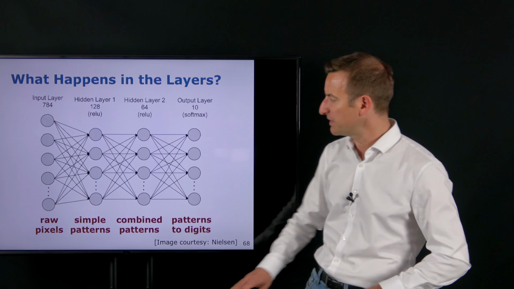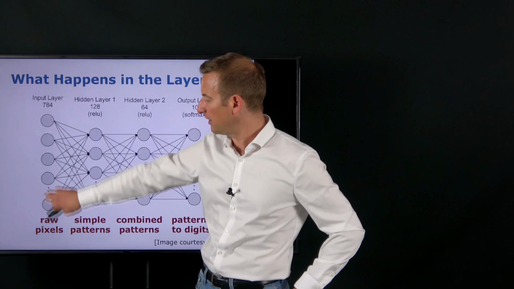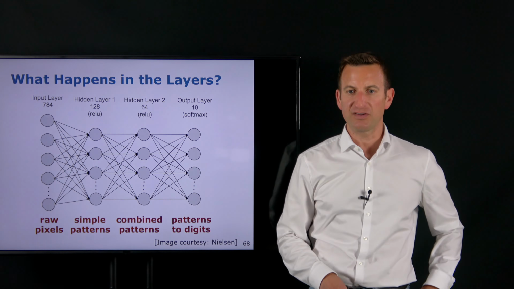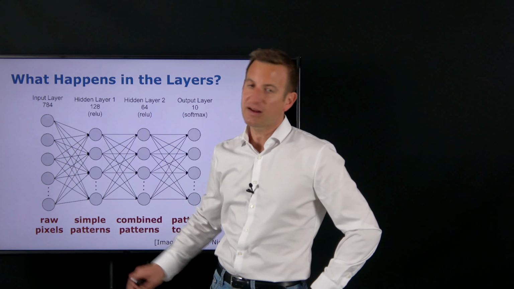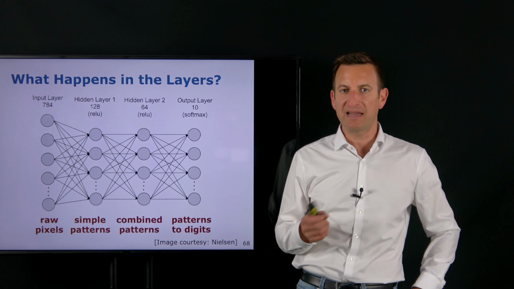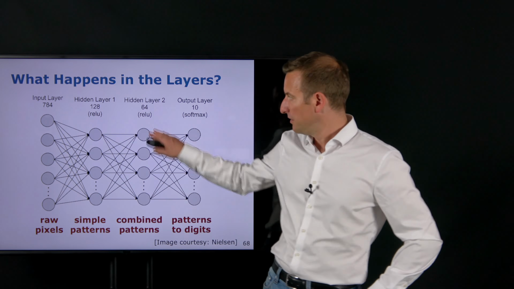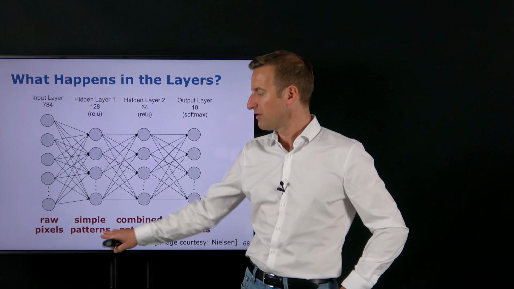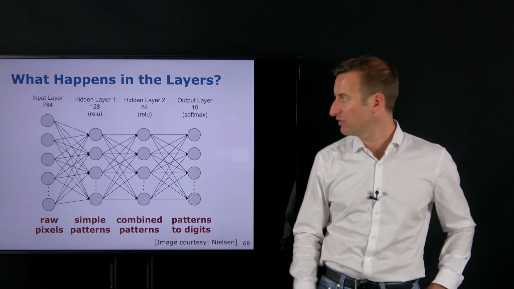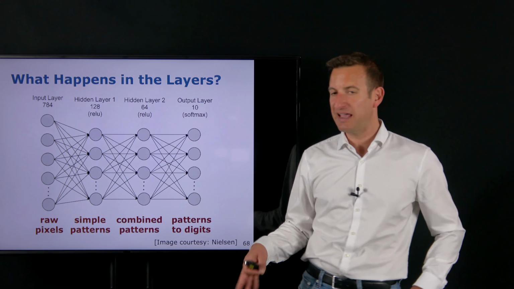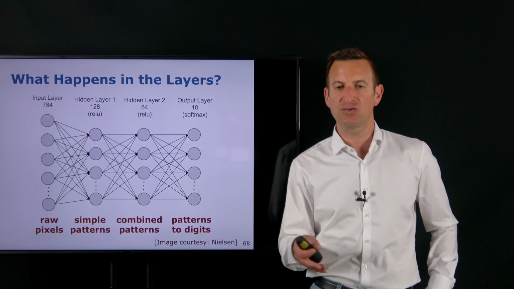So just as an illustration, we can see this. The first layer are the raw pixel intensities. The second layer are very simple patterns, just combining pixel intensities. The third layer combines simple patterns into more complex patterns. And the last layer takes a combination of the final patterns and turns them into digits.